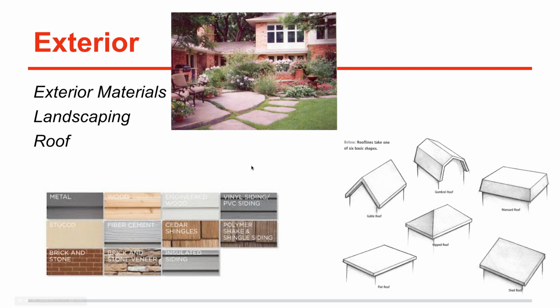Exterior. The exterior is taken into consideration: the materials, the landscape, and the roofs. There's a variety. What are you building the exterior out of? Is it going to be metal? Is it going to be wood? Fiber cement, insulated siding, polymer. Now, as well as the roof shape. What is that roof shape going to be like?